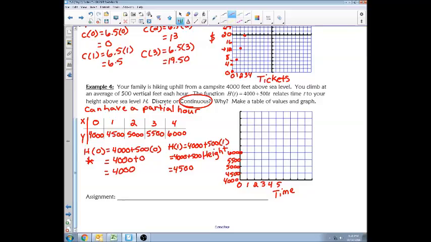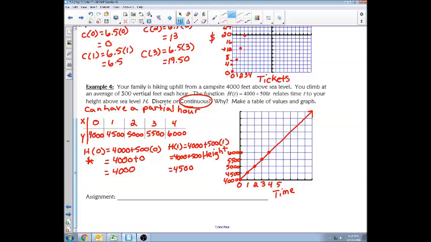All right. So my first point will be at 0, 4,000, 1, 4,500, 2, 5,000, 3, 5,500, 4 would be at 6,000. In this case, I can connect all of these points because I could have a partial hour that I have been walking. That is the lesson for the day.